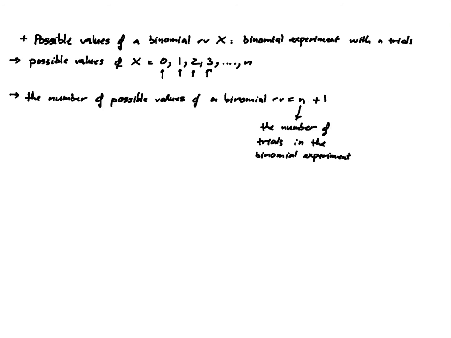So in this video, we defined what a binomial random variable is. We explained how the binomial random variable satisfies the definition of a random variable, and then we looked at the number of possible values of a binomial random variable.